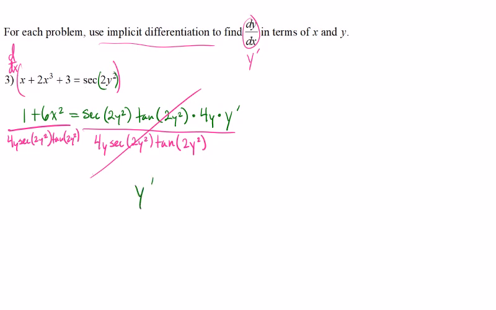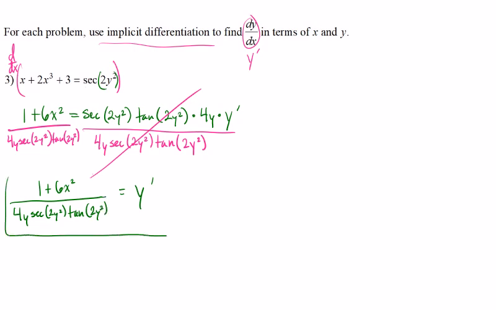So we get y prime equals 1 plus 6x squared all over 4y secant of 2y squared tangent of 2y squared. Okay, and in this case, there's nothing really to cancel out anyway. But since we have a binomial here, we wouldn't be expected to reduce anyway because it would involve factoring. So that's it. That's our final answer for dy/dx. It's not necessarily the most friendly looking answer, but it wasn't that bad either, right? Just a couple steps there.